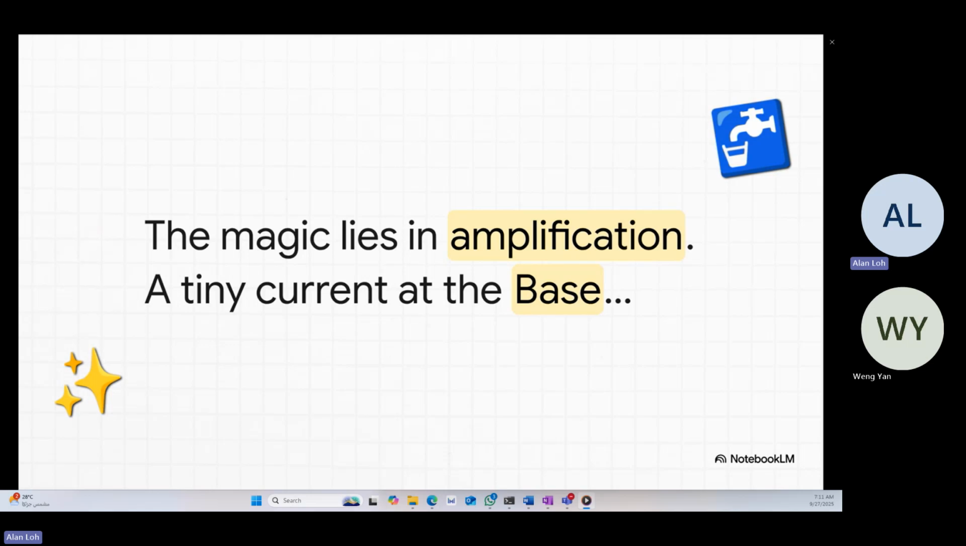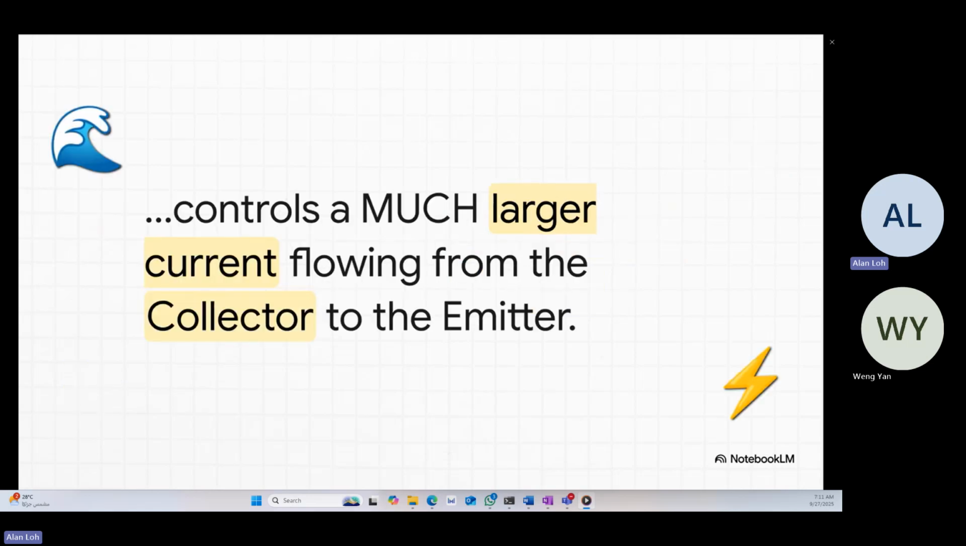Let's tackle amplification first. The best analogy is a water faucet, or maybe even a giant fire hydrant. A tiny little bit of current flowing into the base is like using your pinky finger to turn the valve. And that tiny little twist unleashes a massive torrent of water. It's the same idea here. That small base current controls a much, much larger flow of current through the main body of the transistor, from the collector to the emitter. A small signal controls a big one.